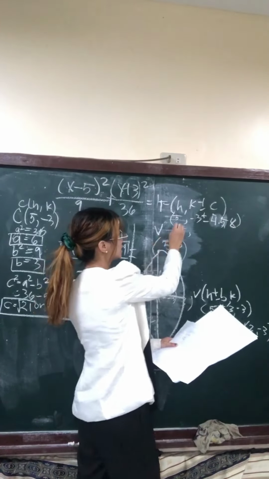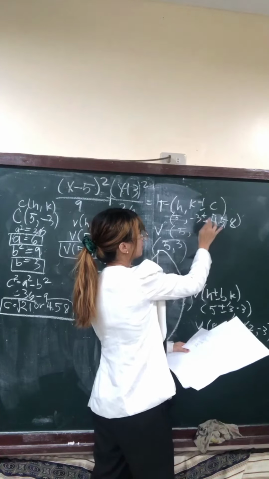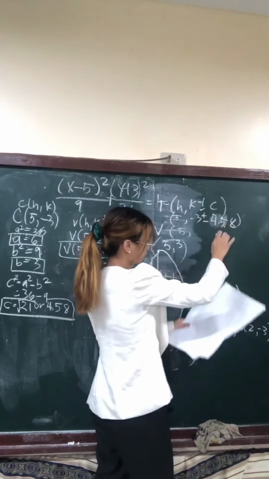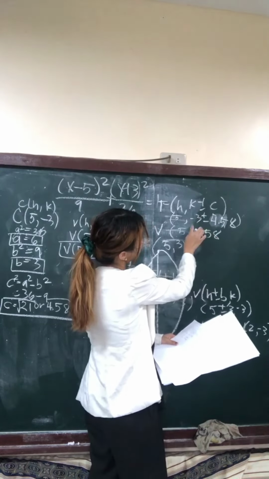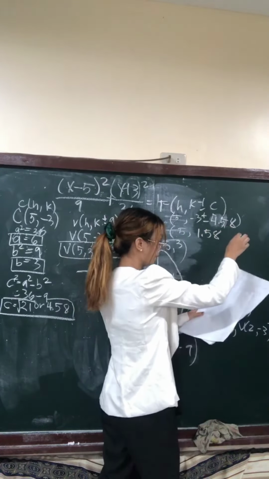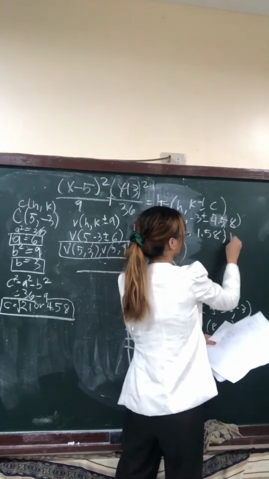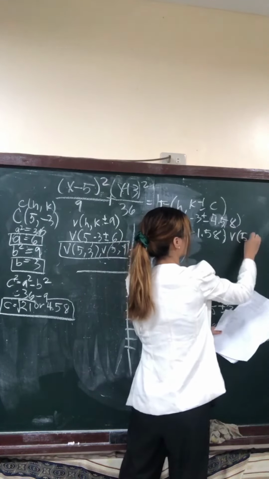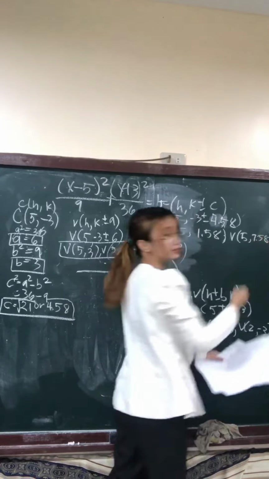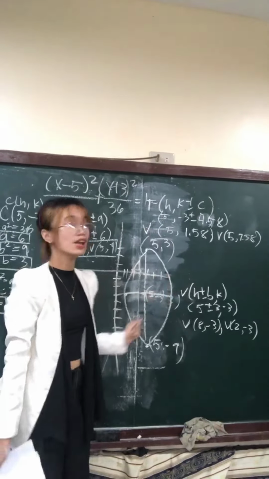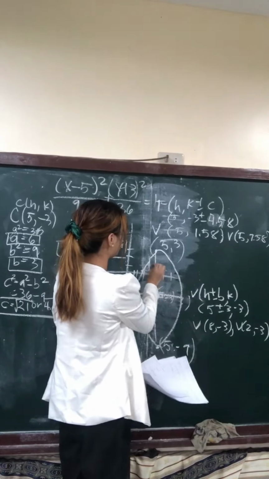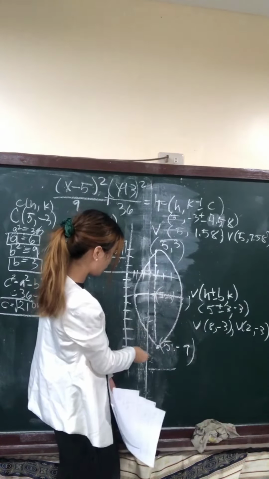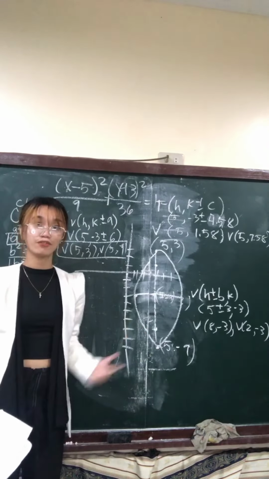So for the foci, we have 5, negative 3 plus 4.58, which gives 1.58, and negative 3 minus 4.58, which gives negative 7.58. And this is the foci of this ellipse. So we can graph it here, 1.58, and at this stage, we can graph the other here. And this is the example for the ellipse.